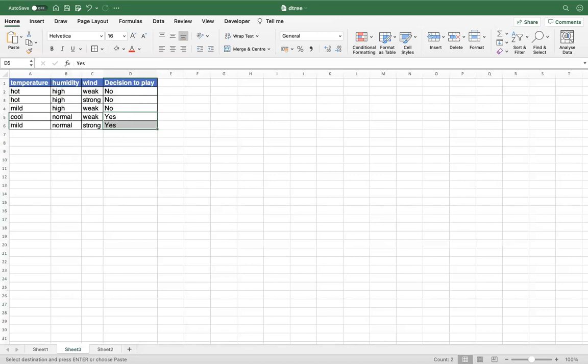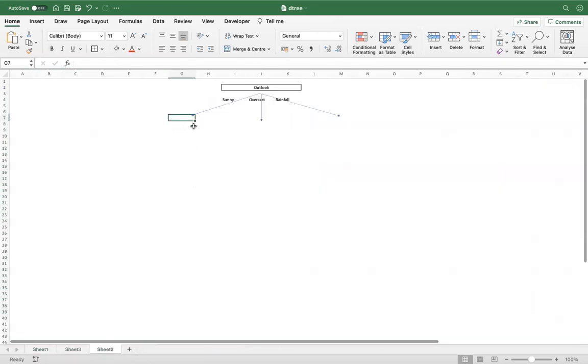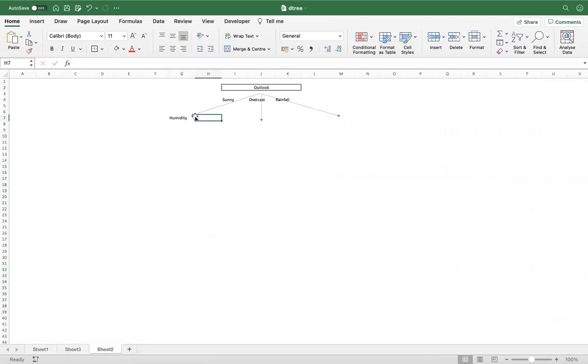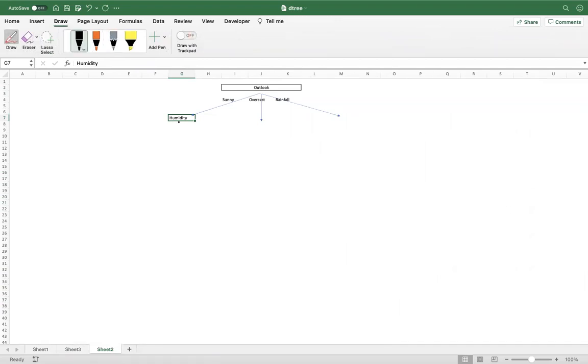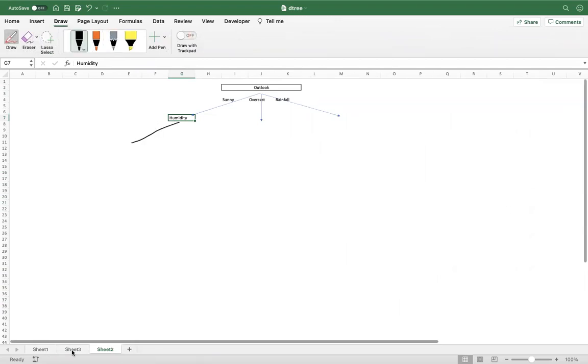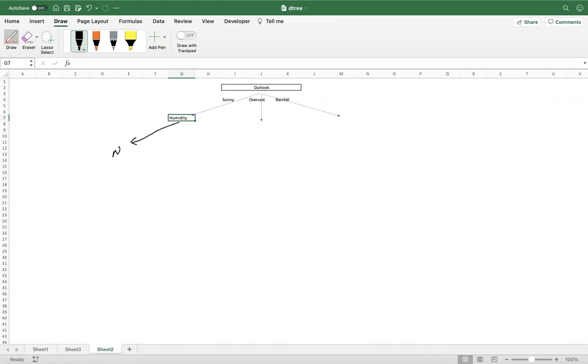So now the tree will be like humidity is the next thing. Whenever outlook is sunny, the next thing that you should see is humidity. And if humidity is high, what happens? If humidity is high, the decision to play is no, right? If humidity is normal, then the decision to play is yes. Whenever outlook is overcast, the decision to play is always yes, I think here, right?